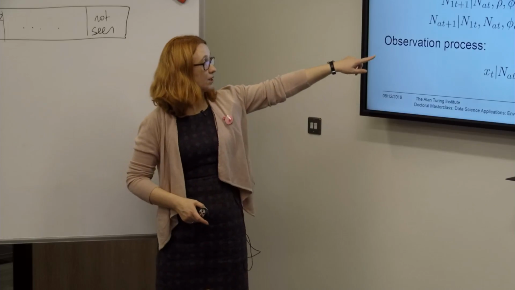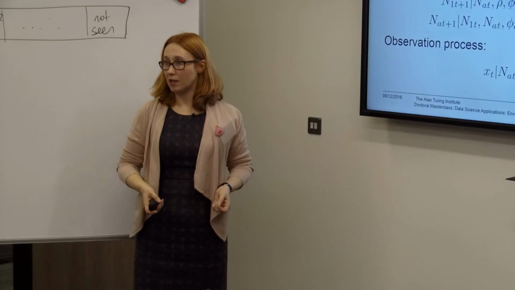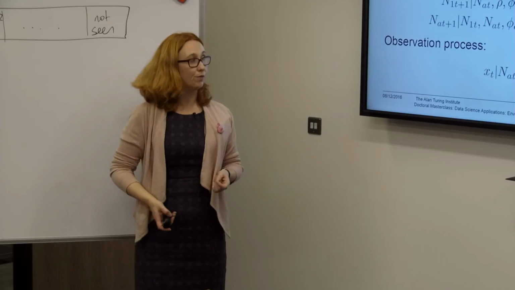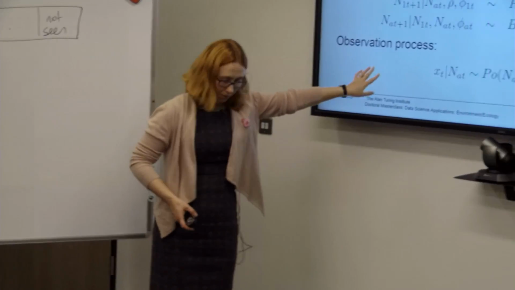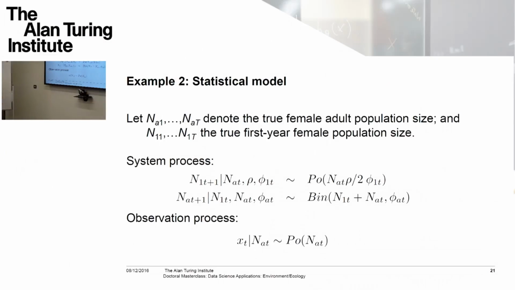So the total number that survive is just going to be a binomial of how many they were, either first years or adults, the year before. And then the observation process we assume is Poisson in this case for simplicity.